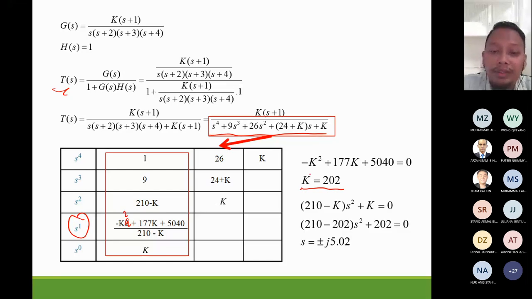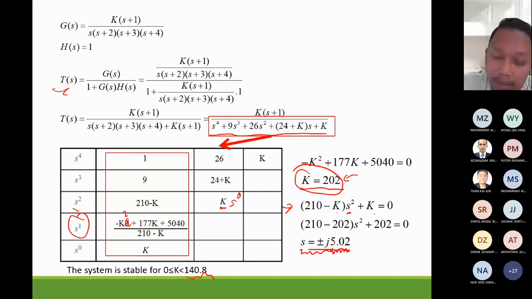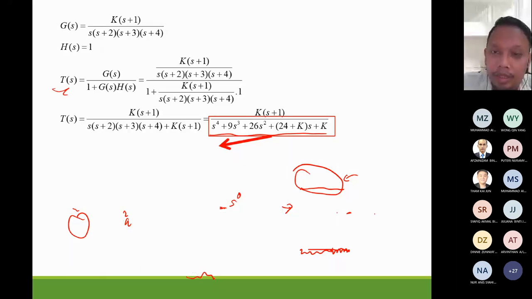And then use this value of K dalam S squared. So how to use that? You generate this equation. So 210 minus K S square plus K S naught, okay. Sama macam yang chapter Rutherford dulu, kita nak create polynomial, okay. Polynomial when you have zero rows, okay. Macam tu lah. Okay. Substitute the K from this K, then you get this S value. Okay, so this system is stable, tiba-tiba 140, so salah kira lah ni. Okay, so this S 5.02J is actually the J omega crossing here.